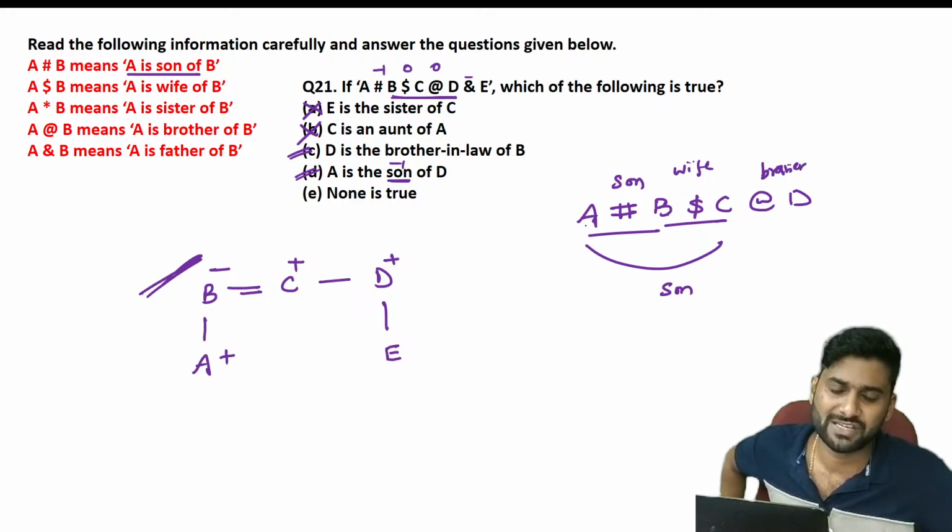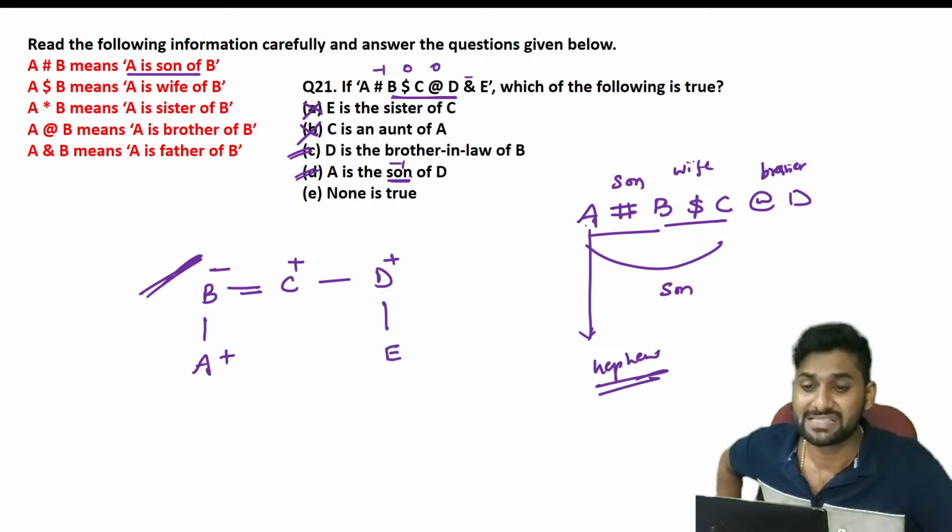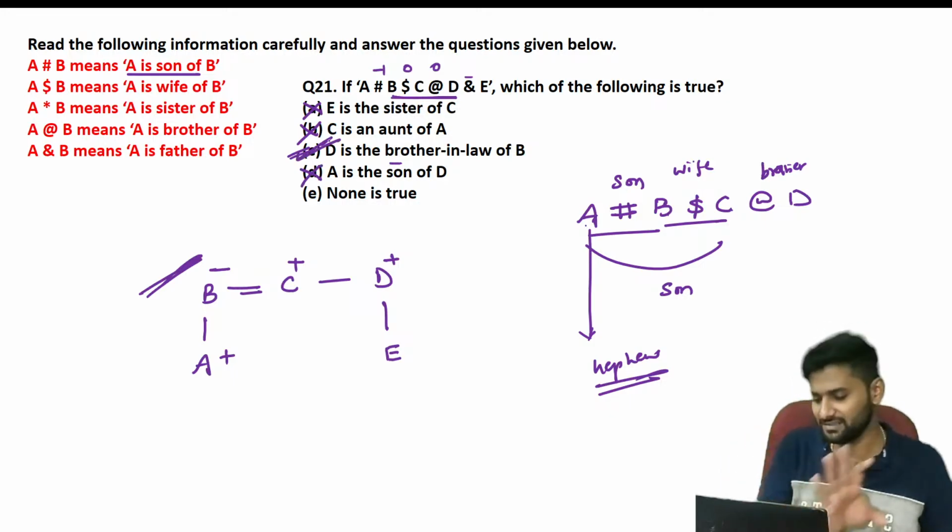Guys, A related to C is a son. C related to D is a brother. Brother's son. So, brother's son means definitely A is a nephew. A is a nephew. But according to the condition, it satisfies son. So, that's why A and D are eliminated. So, option is C. Is it clear? Approach.